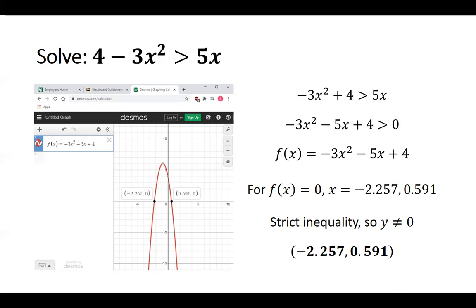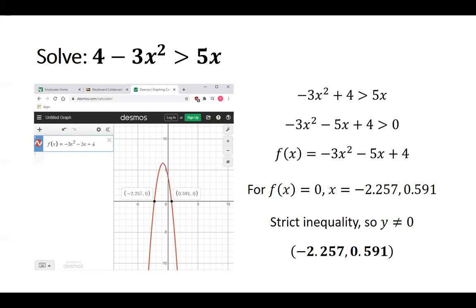Turn it into a quadratic with a 0 on one side of the inequality, graph that quadratic function, and look to see where it crosses the x-axis, so where it is greater than 0 or less than 0, depending on what it's looking for. And then also take note of whether it is a strict inequality or not. If it's a strict inequality, then we'll use parentheses. If it's not a strict inequality, then we will use the square brackets. And we come up with our interval or intervals.